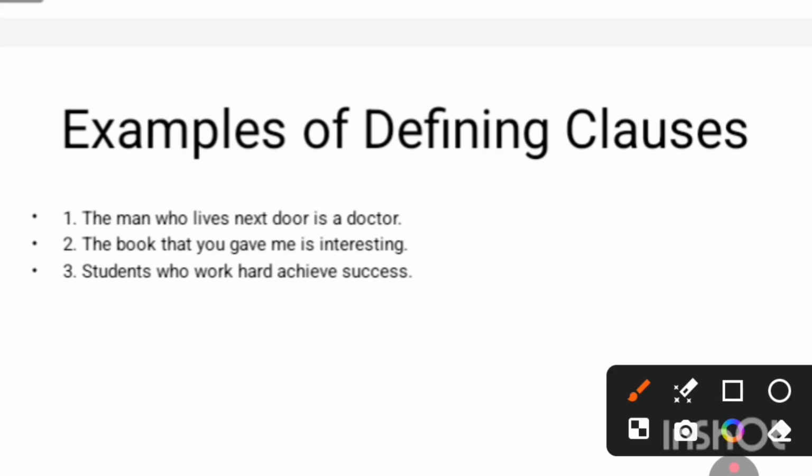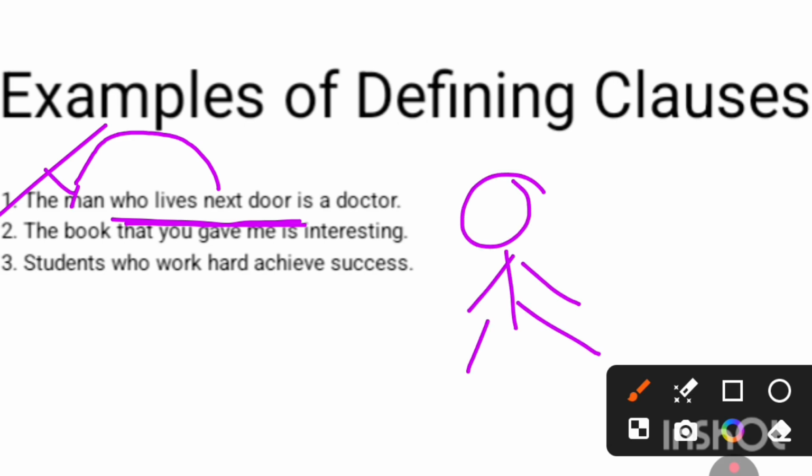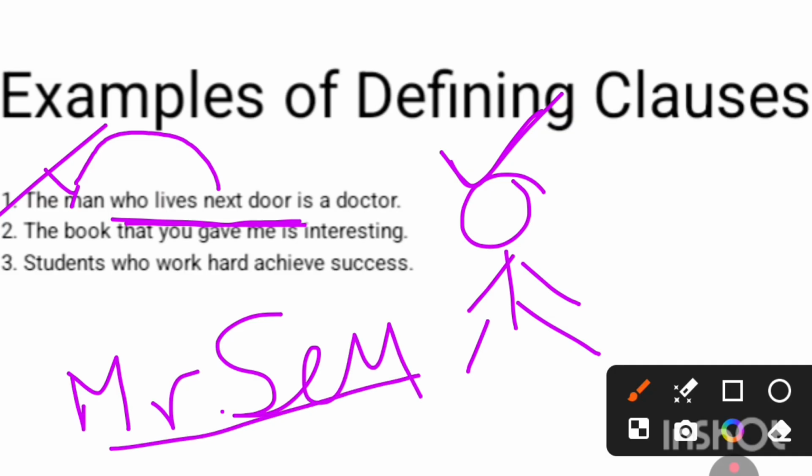Look at this. These are the examples of defining clauses. Friends, the first sentence: The man who lives next door is a doctor. Friends, here who lives next door, this is the adjective clause. This is the relative clause. And this clause is used to identify this man. Friends, suppose this is the man. And if we say the man is a doctor, there is no identification of this man. If we write down Mr. Sen, at that time it is identified.